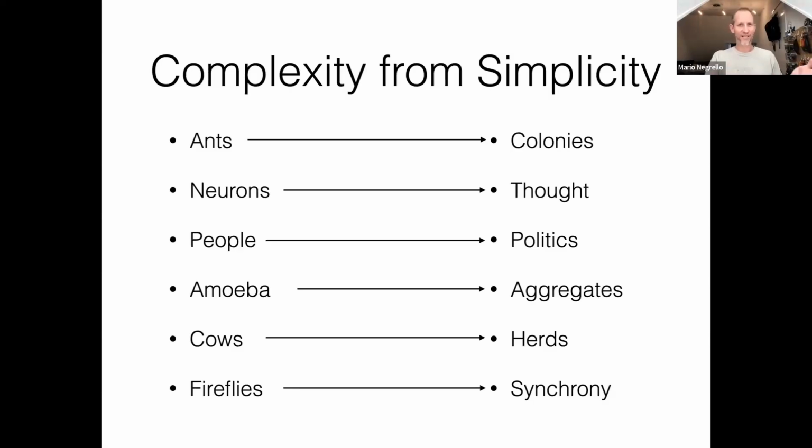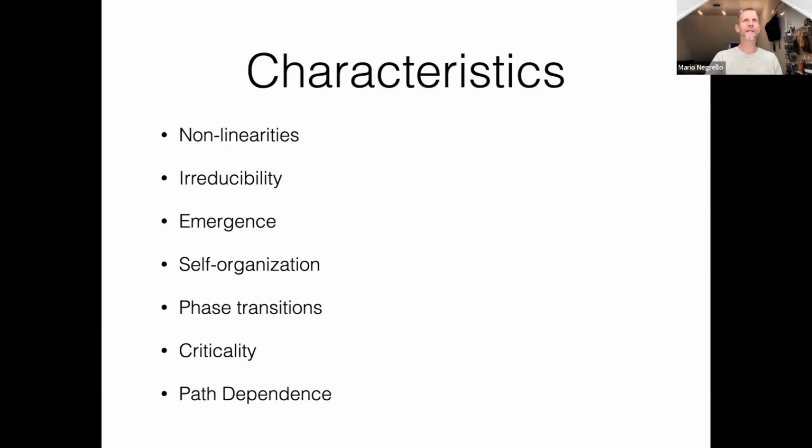Slime molds produce aggregates, complex fruiting bodies. Cows herd, fireflies can produce synchrony. I don't know if you knew, but some fireflies do blink synchronously. We're going to talk about that last week.